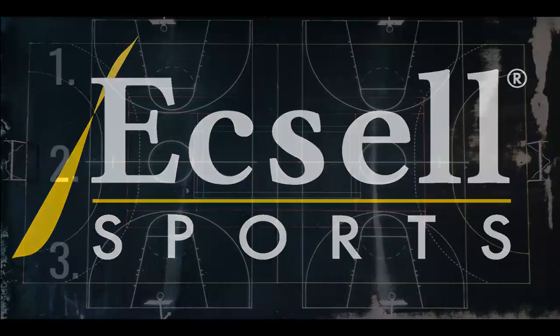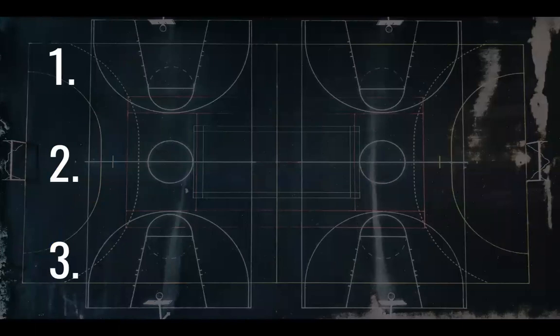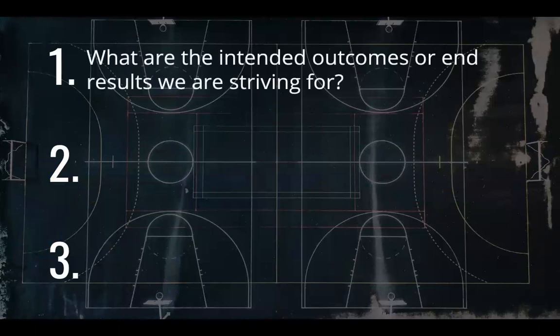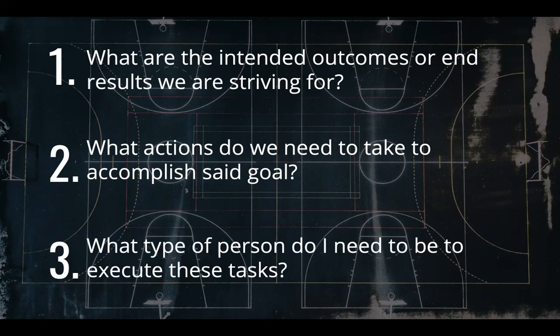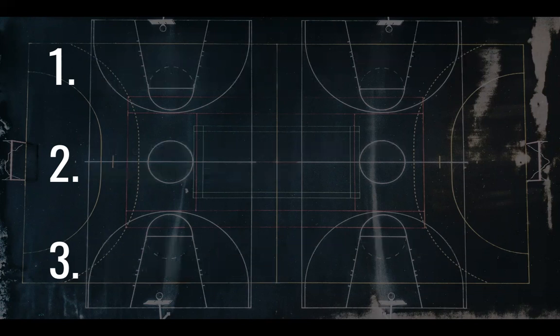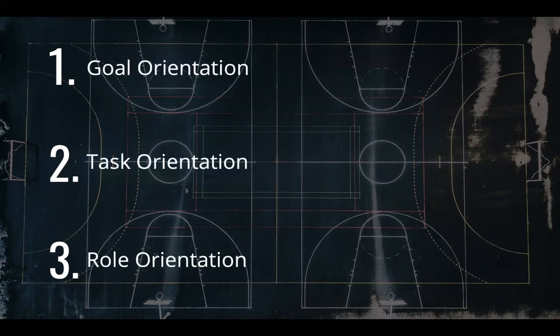Welcome back. For the purposes of the 200 level e-learning modules, we're going to explore three fundamental questions when it comes to learning and development. Those questions are, what are the intended outcomes or end results we are striving for? What actions do we need to take to accomplish said goal? And what type of person do I need to become to execute these tasks? This can also be referred to as goal orientation, task orientation, and role orientation.